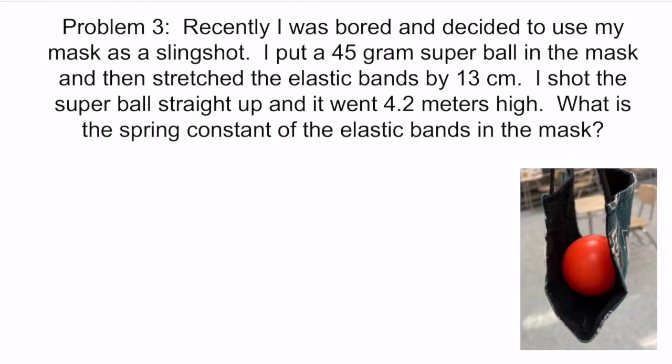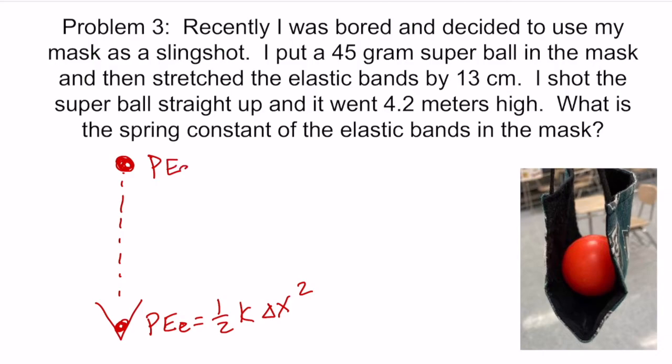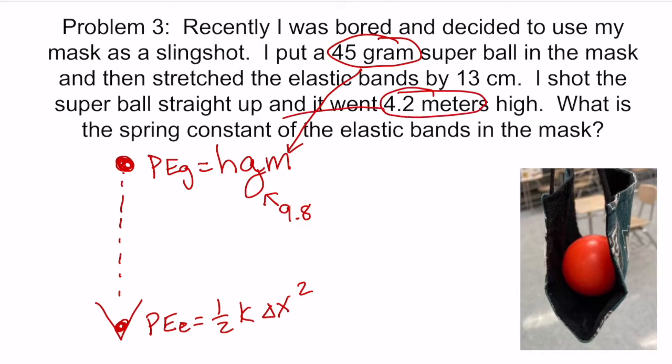Finally, we have one where we're going to use my mask to shoot a super ball as high as possible. So I stretch the mask, and I give the system elastic energy. I then let go, and the ball fires upward to its maximum height. At its maximum height, it's going to have potential energy gravity. Okay, so what I do is I use the mass. Again, I put it into kilograms. 9.8 for the planet's gravitational field. And the height is 4.2 meters.